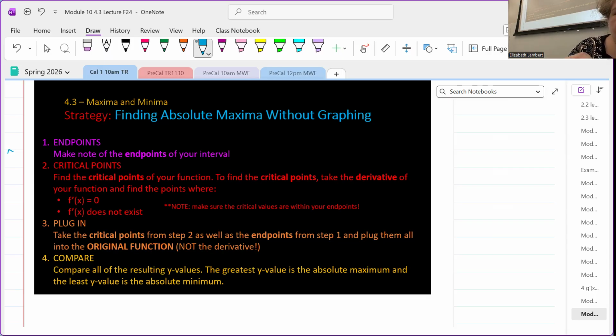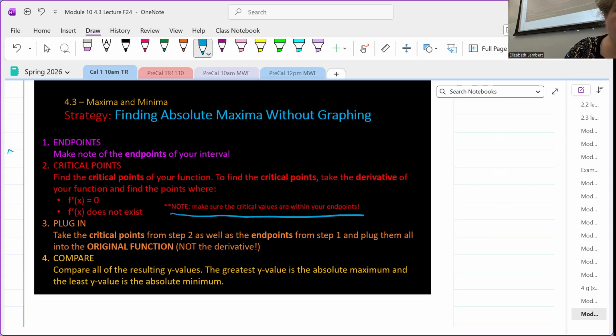Now there is a nice little note here: make sure the critical values are within your endpoints. Sometimes the endpoints they give us are going to exclude some of the critical points we would get. So if our domain is from 1 to 3, and one of our critical points is at x equals 0, x equals 0 isn't in our domain restriction, so it's not a consideration for an answer. It's a potential local max or min, but it's not within the interval.